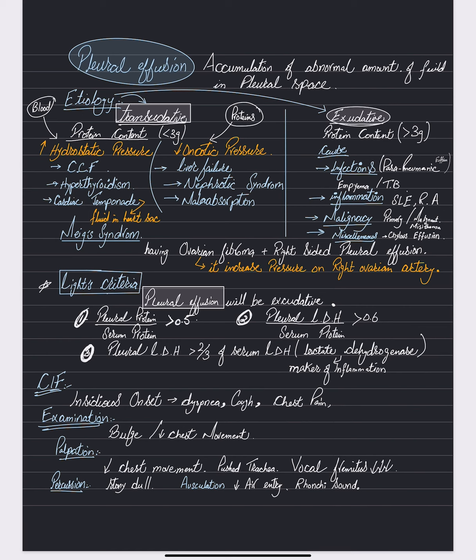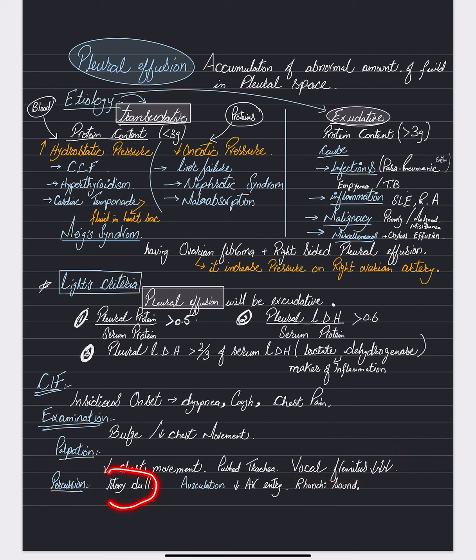So pleural effusion, let's go with the clinical features. Insidious onset of chest dyspnea, coughing. There's a lot of coughing, sudden onset. It can lead to this pleural effusion. And chest pain. On examination, bulge, low chest movement. Palpation, you can see here, low chest movement, pushed trachea, and vocal fremitus. Fremitus is going to be low.